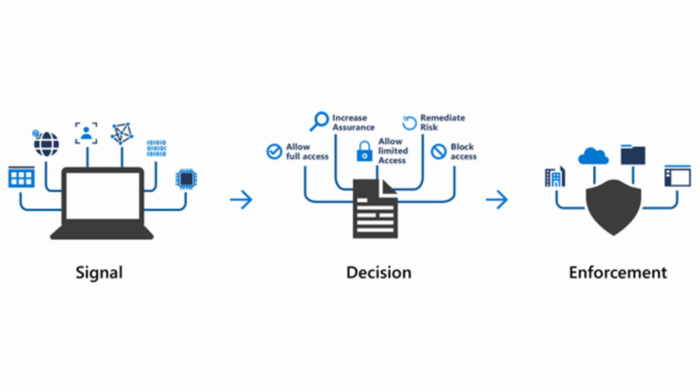Here, the signal might be the user's location, the user's device, or the application that the user is trying to access. Based on these signals, the decision might be to allow full access if the user is signing in from their usual location. If the user is signing in from an unusual location or a location that's marked as high risk, then access might be blocked entirely or possibly granted after the user provides a second form of authentication. Enforcement is the action that carries out the decision. For example, the action is to allow access or require the user to provide a second form of authentication.